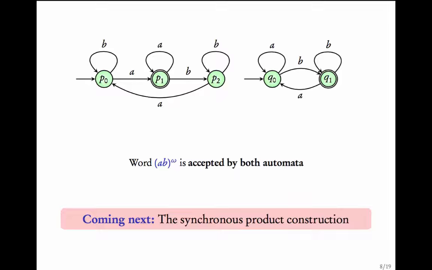Now let us try to form the synchronous product of these two automata. Recall that in the case of NFAs, we did the synchronous product to get the automaton for the intersection of the two languages. Let us now see if we can do the same synchronous product to get the intersection of these two languages.